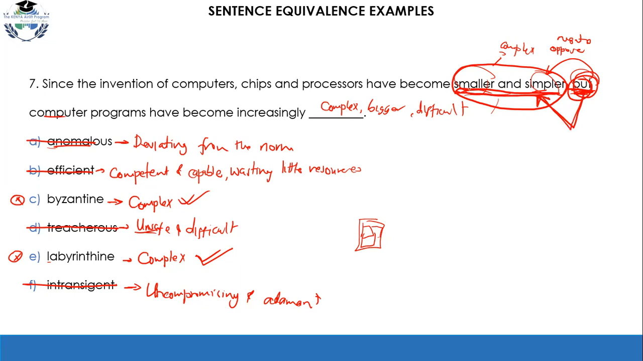So the but here would be opposing the smaller and the simpler. It's not really talking about what computer programs are in general. What they have become increasingly is the opposite of smaller and simpler. So they have become increasingly complex. That's why we are going in with words that mean complex here. I hope that's clear, Brian.